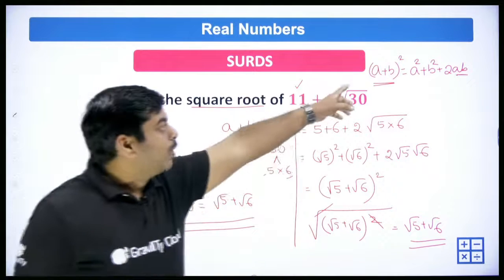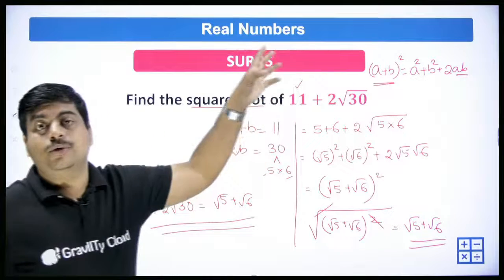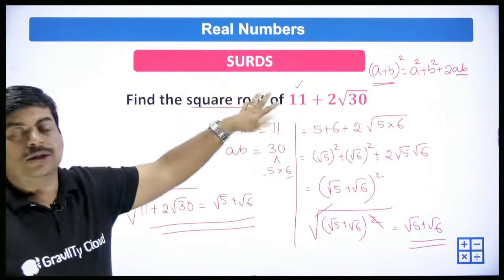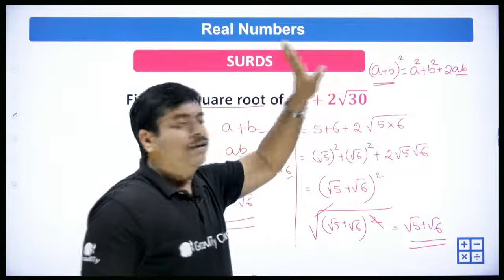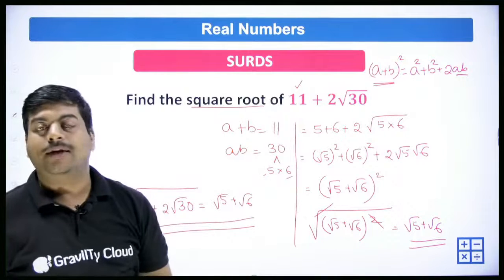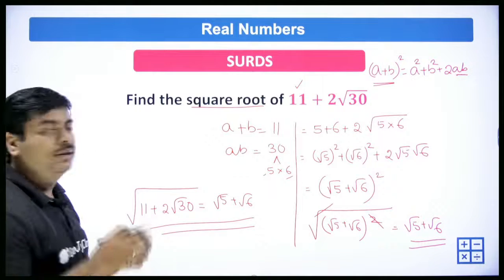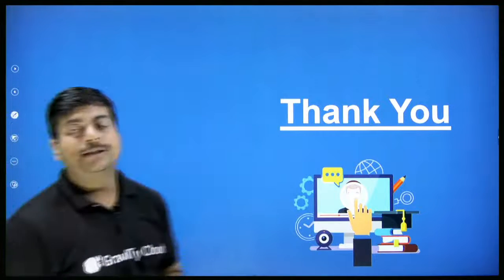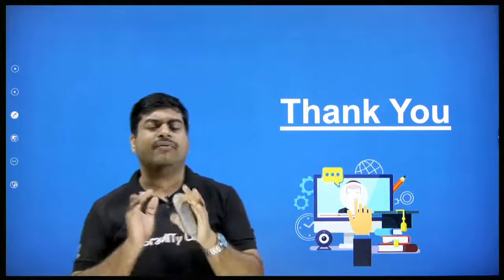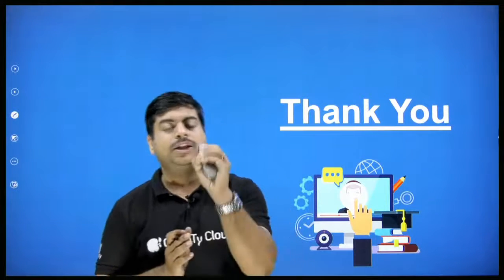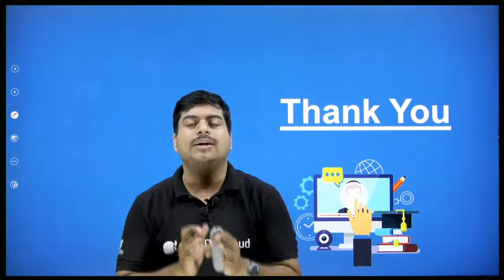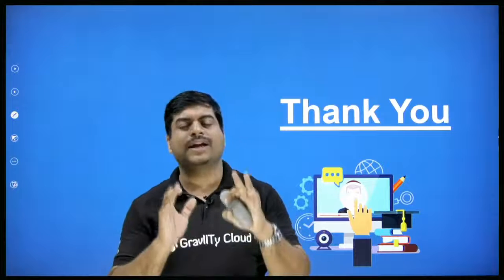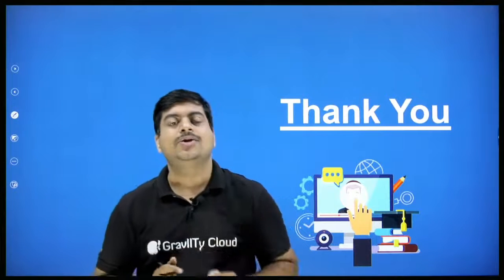You need to make use of A plus B whole square or A minus B whole square as per the requirement of the question. Here it is plus, so we're going with A plus B whole square. Right? So I hope you understood all the topics about surds as well as exponents. All these topics are very easy, but without the base logic, it will be very difficult. Right? So I hope the real numbers concept is very well explained as well as you understood all this.